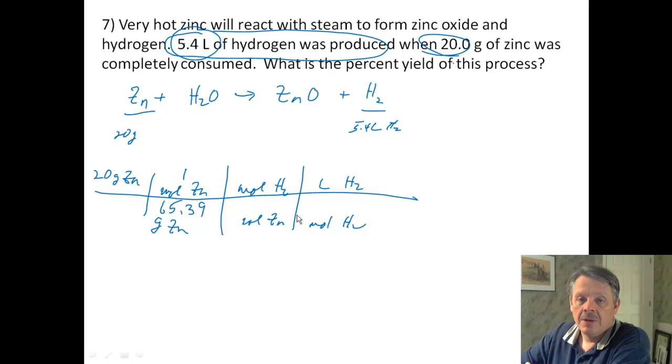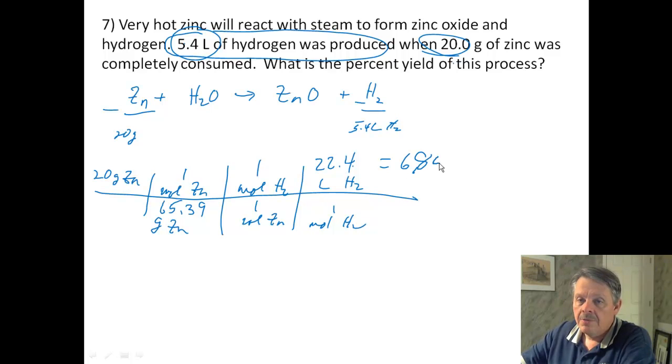Now, we have no coefficient in front of zinc, and we have none in front of hydrogen, so that's a 1-to-1. And moles of hydrogen gas, well, how much room do they take up? Well, they take up 22.4 liters at STP. All right, so we've done that. So we do our math, and we come up with 6.85. 6.85 is what we expect to get.